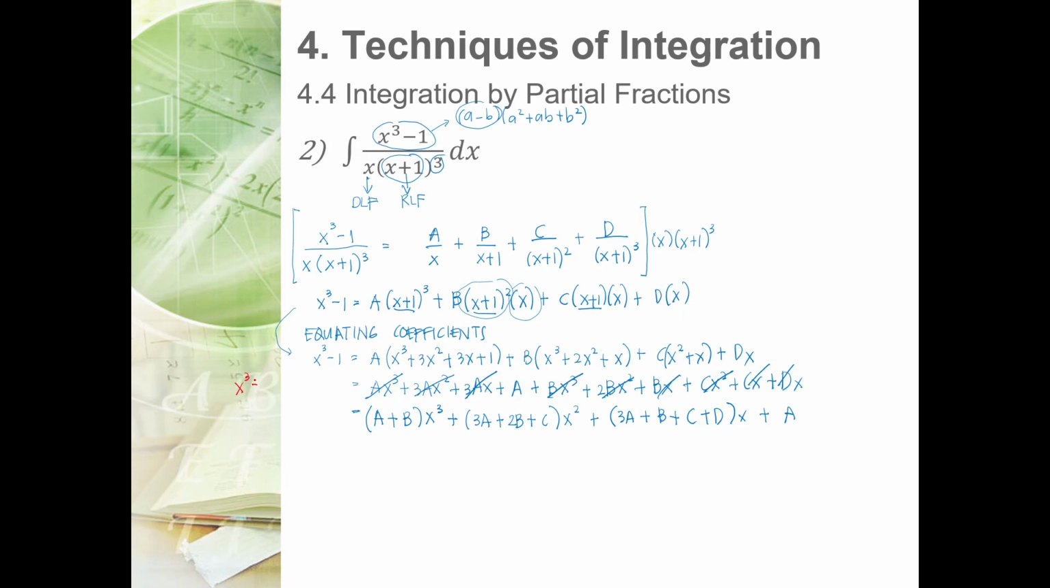x cubed plus 0x squared plus 0x minus 1. So you have here the coefficient of x cubed is 1, coefficient of x squared is 0, coefficient of x is 0, then our constant is equal to -1. Then you pair it up with the coefficients on the right side. So x cubed, x squared, x variable, and then constant.